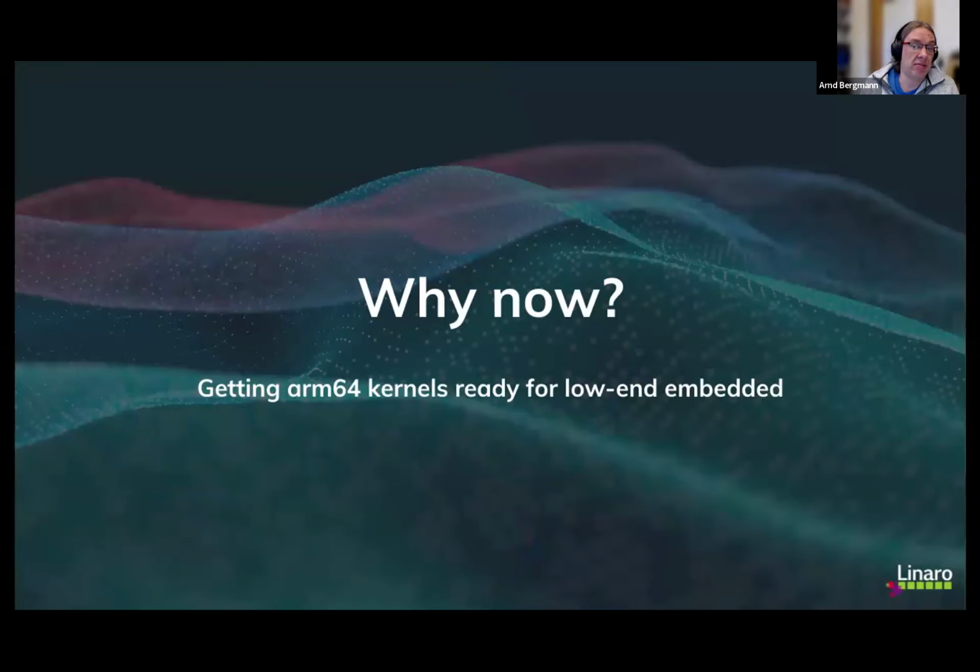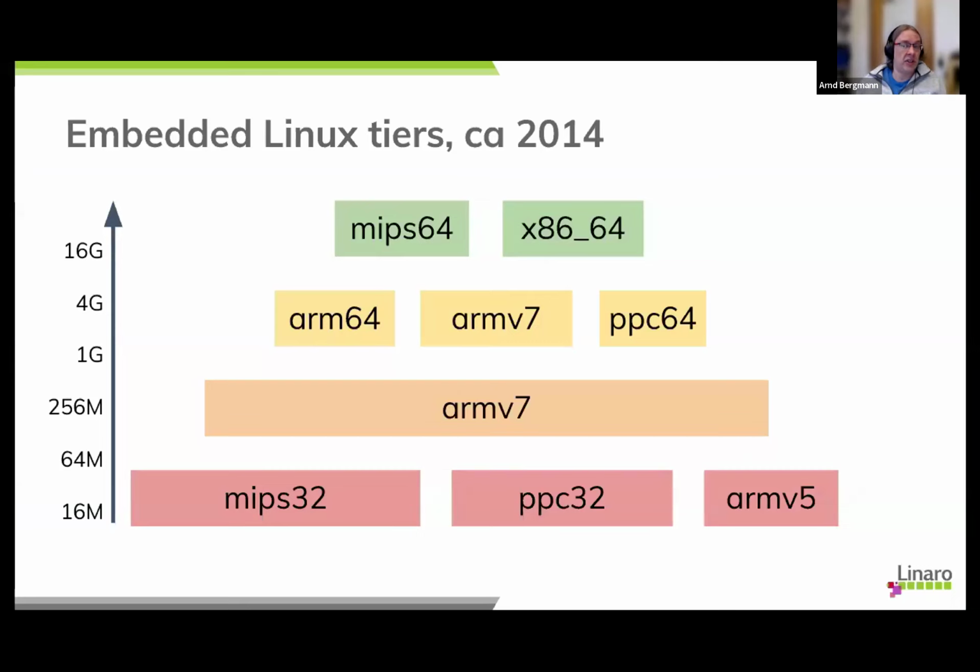The first question is, why now? Why do we suddenly have to care about low-end embedded on ARM64, and why didn't we have to care earlier? And what does it mean to be low-end? I'm going to go a little bit back in history. 10 years ago, we had embedded Linux on a large number of architectures still. The low end was all the old stuff that ARM has been replacing: ARM v5 and lots of MIPS wireless routers. And we were just starting to see 64-bit ARM displace some of the other architectures.